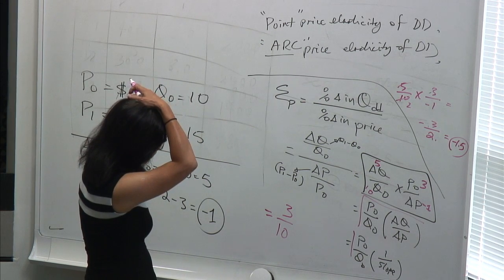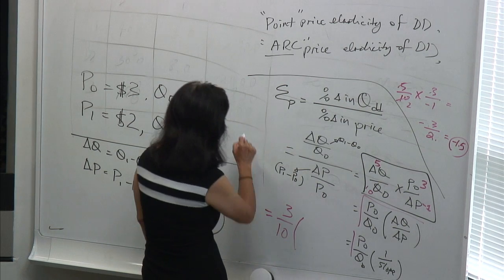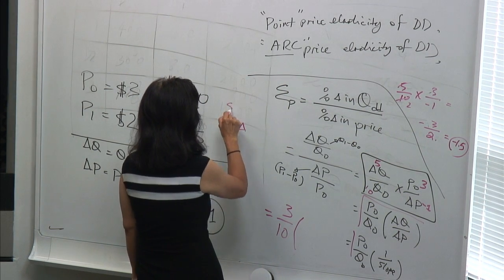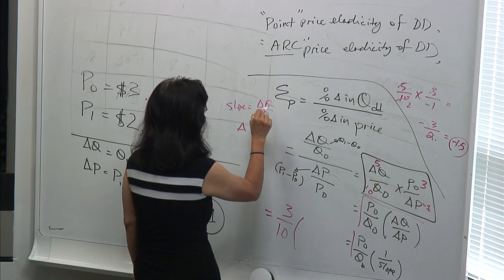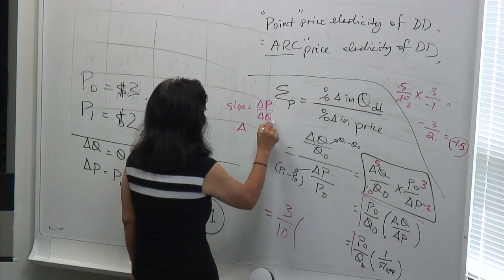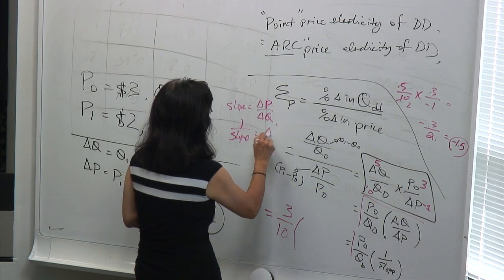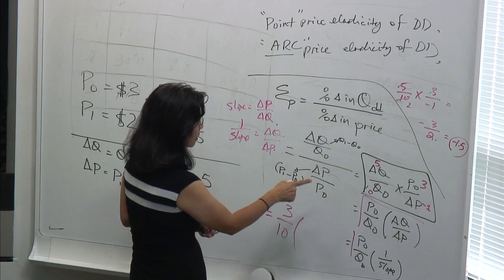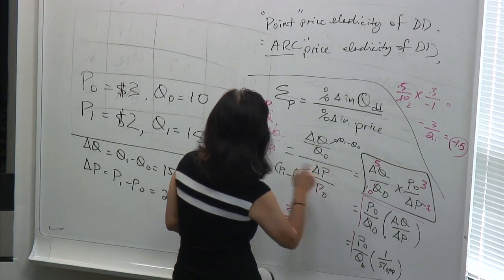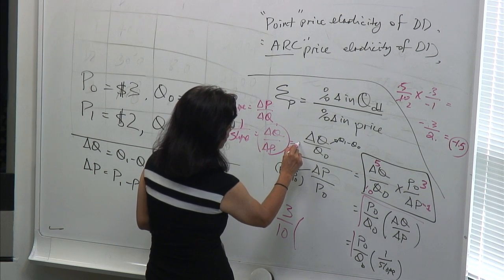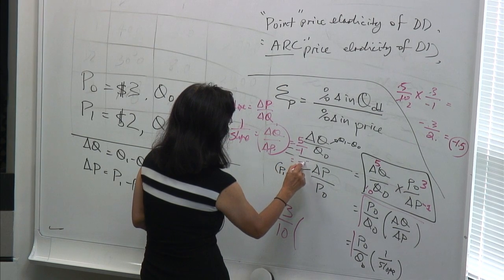1 over slope. 2 over 3. The slope is the change in P divided by the change in Q, so 1 over slope is the change in Q divided by the change in P. Did we calculate that? We did. We got 5 for the change in Q. So this is negative, right? That's 5 up here, and this is negative 1.